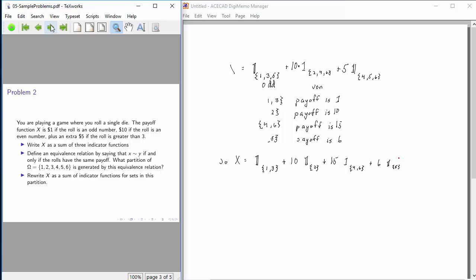For any simple random variable like this, you can always write the random variable as a sum of multiples of indicator functions for the sets in a partition of the sample space. And remarkably, that can work even when the sample space is uncountably infinite, like, for example, the real numbers.